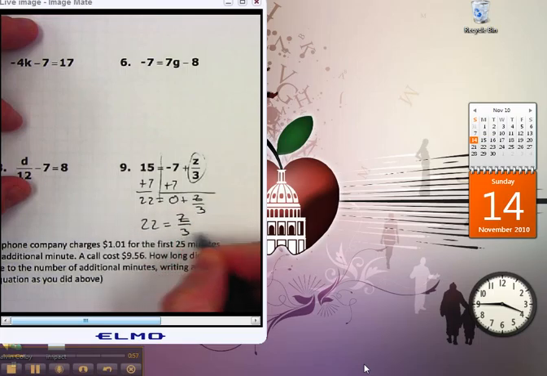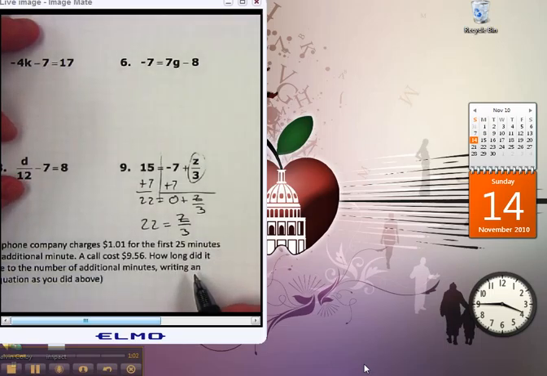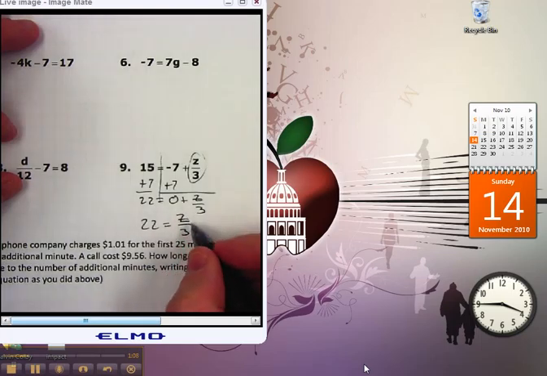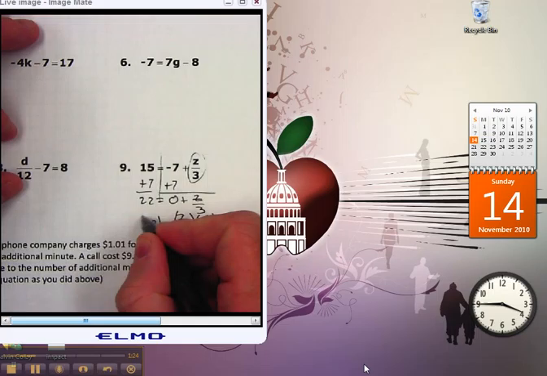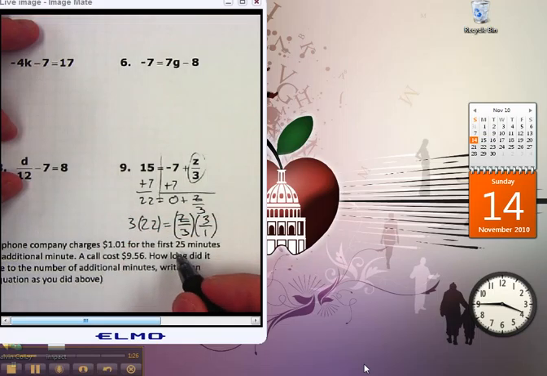Z divided by 3. Now we can undo this division with the inverse operation, which is multiplication. So if we're dividing z by 3, we want to multiply by 3 to undo that operation. But since z over 3 is a fraction, we're going to multiply by 3, but represent 3 as 3 over 1. If I multiply this side by 3, I have to multiply the other side by 3. So I have to multiply 22 times 3 also. 3 times 22 is 66.